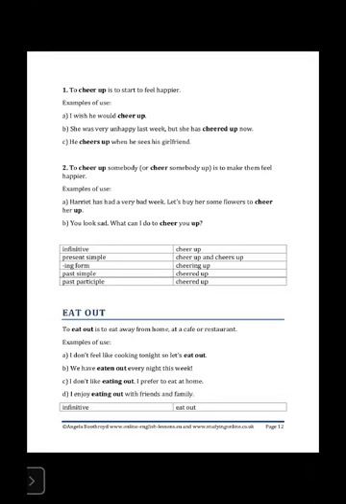Next one is eat out. Eat out is a very simple phrasal verb. You can understand easily. To eat out is to eat away from home at a cafe or restaurant. So, eating out. We have eaten out every night this week.